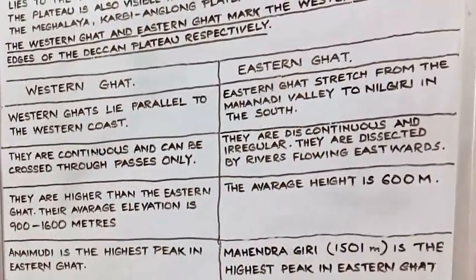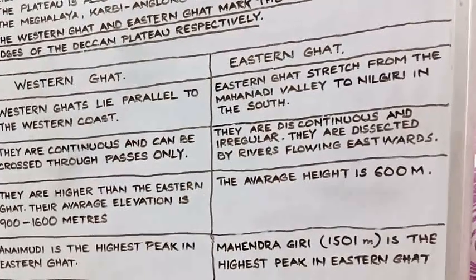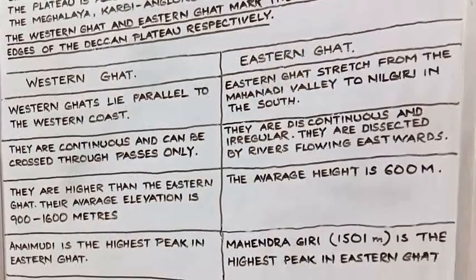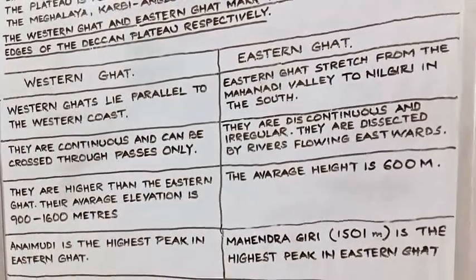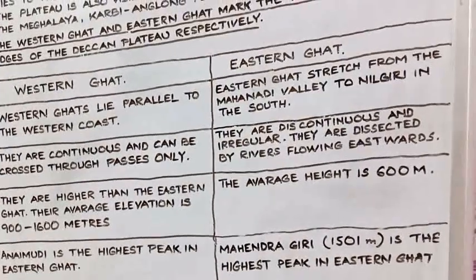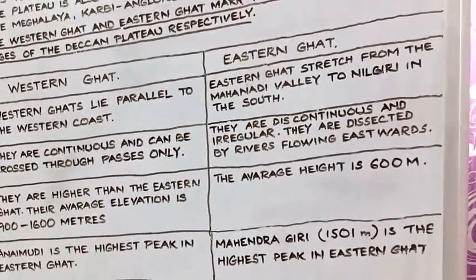And the last point: Anaimudi is the highest peak in the Western Ghat. So which is the highest peak in the Western Ghat? It is the Anaimudi peak. And in the Eastern Ghat, it is Mahendragiri. Mahendragiri is the highest peak in the Eastern Ghat.